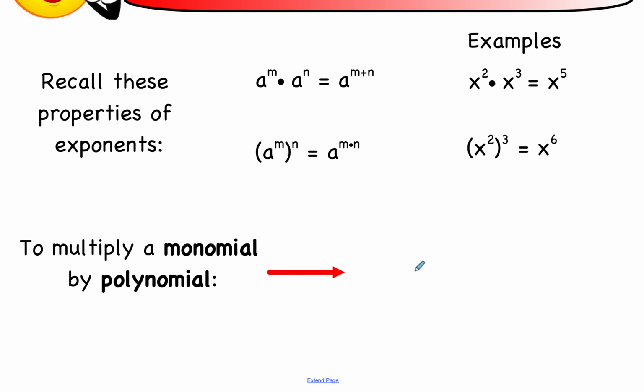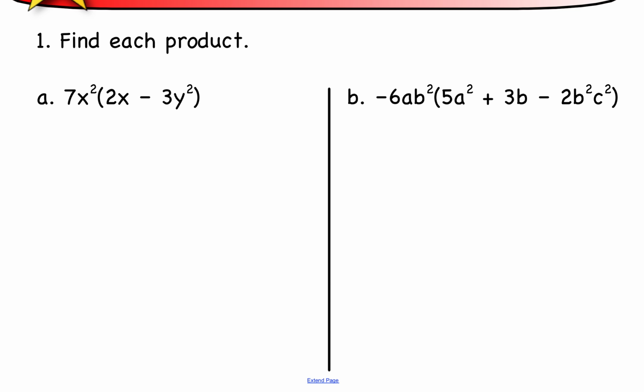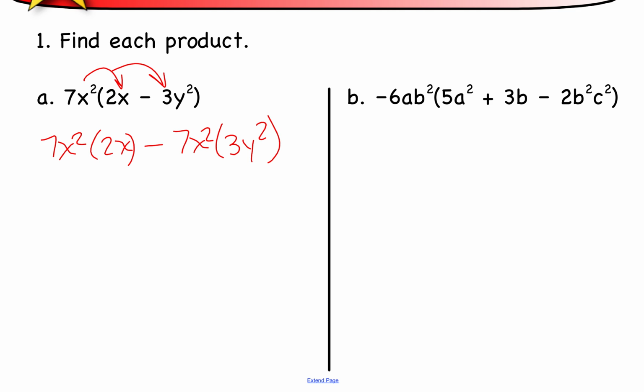Then to multiply a monomial by a polynomial, all we're going to do is use our distributive property. So let's put some of this into practice and look at some examples. Number 1 says to find each product. So we're going to use our distributive property, and we have to multiply the thing on the outside by both things on the inside. So we're going to have 7x squared multiplied by 2x, and then we'll subtract 7x squared multiplied by 3y squared. So that's our distributive property.